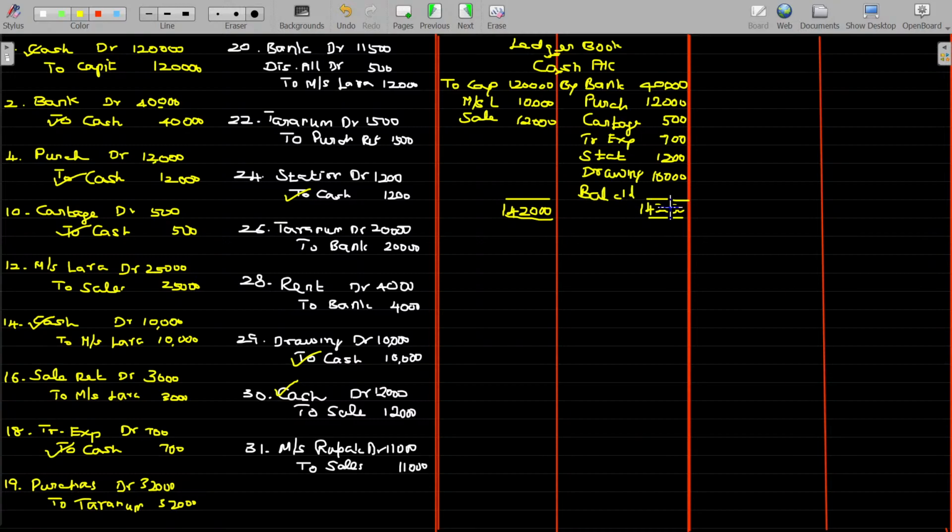64,400 is the credit side total. 77,600 is the balancing value. Now I'll rewrite here as balance brought down, 77,600. Next we will go for the capital account.